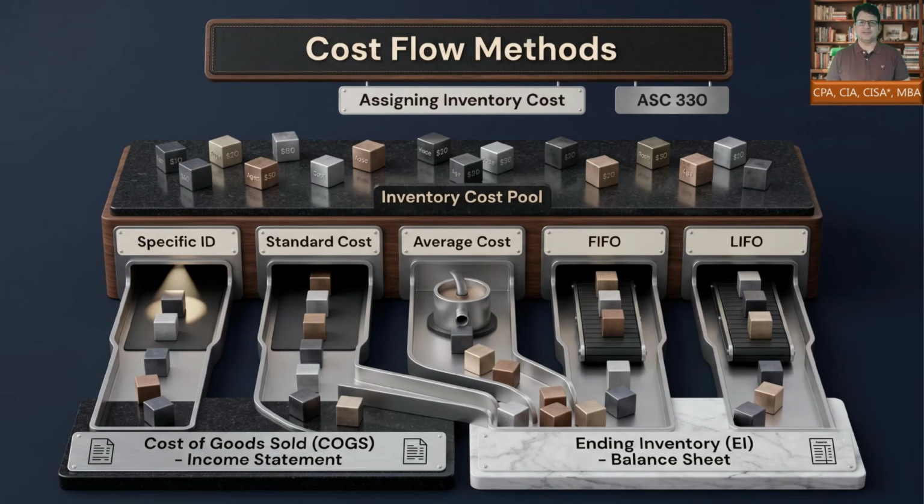Is it the exact cost of the specific item, a standard cost, an average cost, the oldest cost, or the newest cost? The answer determines how much appears in cost of goods sold on the income statement and how much remains in ending inventory on the balance sheet. Same goods, same purchases, but different timing of profit.